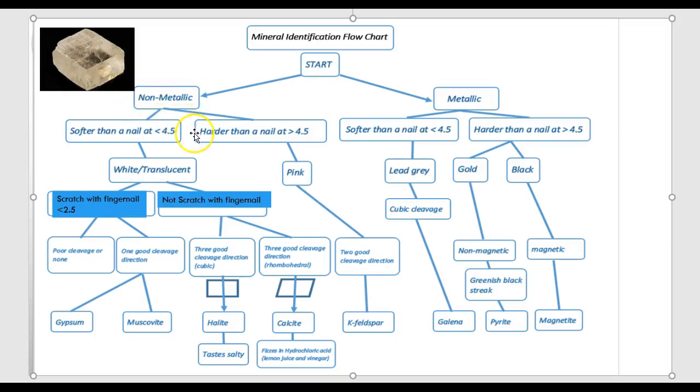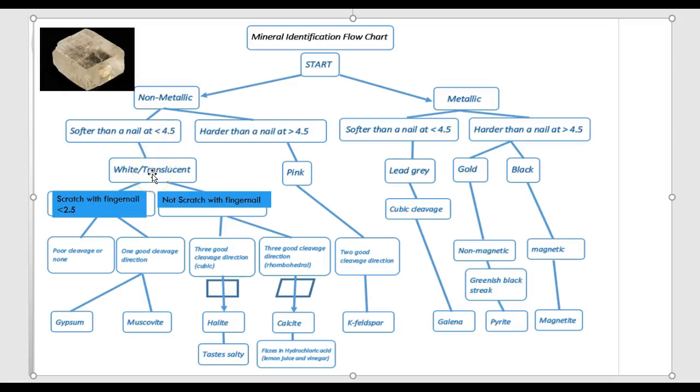So next we're going to look at its hardness. And everything has a hardness somewhere between a 1 and a 10. And what we've got here right now is a nail. And we're going to see if this mineral can be scratched by this nail. If it's softer than the nail, we're going to be able to put a scratch in it. If it's harder than the nail, then we can't put a scratch in it. Yep, we can put a scratch in this one.